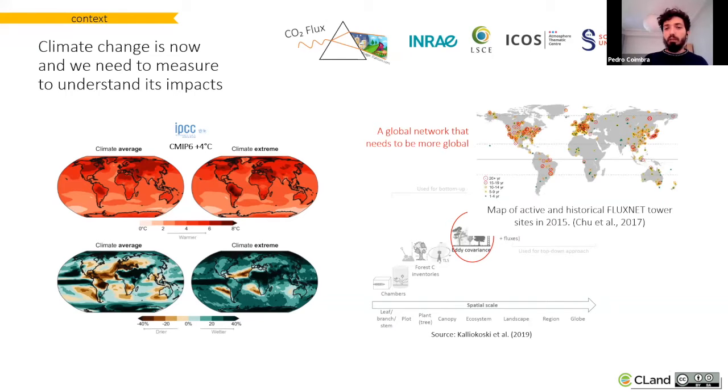Of course, these flux towers became very popular and nowadays they are everywhere, but not consistently. We need to be more global to measure all the effects that we know climate change will have on different places.